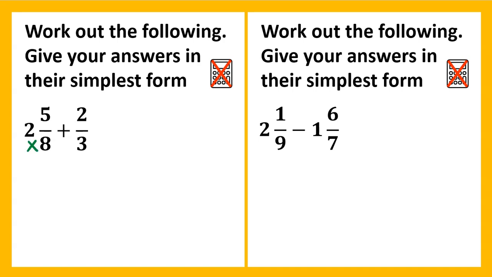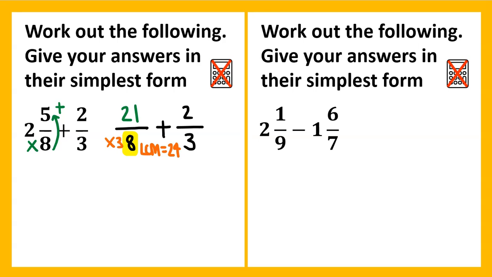2 multiplied by 8 is 16, plus 5 is 21 over 8, and we're adding 2/3. We need to find a common denominator, and the lowest common multiple of these two denominators is 24. This will involve multiplying both denominators. To get 8 to 24, I will need to multiply by 3, meaning I need to multiply the numerator by 3 also, which is 63 over 24.